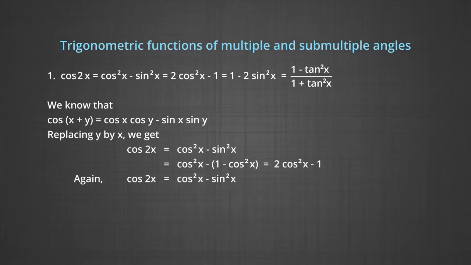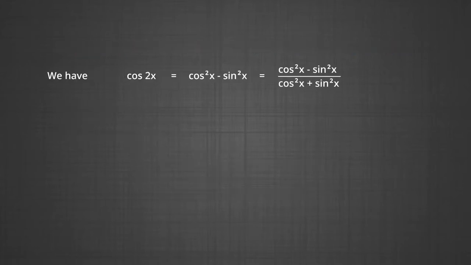Again, cos 2x is equal to cos square x minus sin square x. To express this in terms of sin square, we substitute cos square x by 1 minus sin square x. So, cos 2x is 1 minus sin square x minus sin square x, which is equal to 1 minus 2 sin square x.